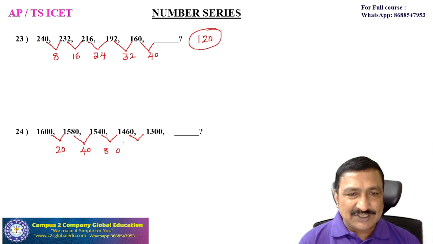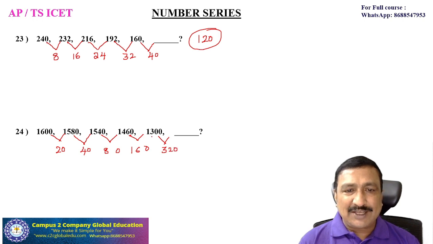And how much is it decreased? 1460 and 1300. So here, how much? 160 is decreased. That means it is multiplying. 20, and then double, 40. 40 double, 80. 80 double, 160. So the next number should be 160 doubled, which is equal to 320. So it should be decreased by 320, friends.